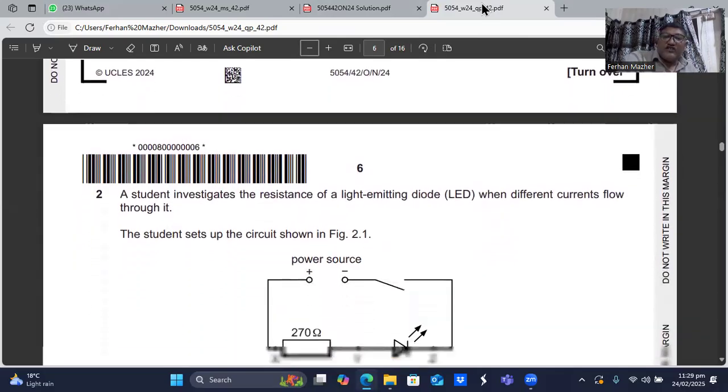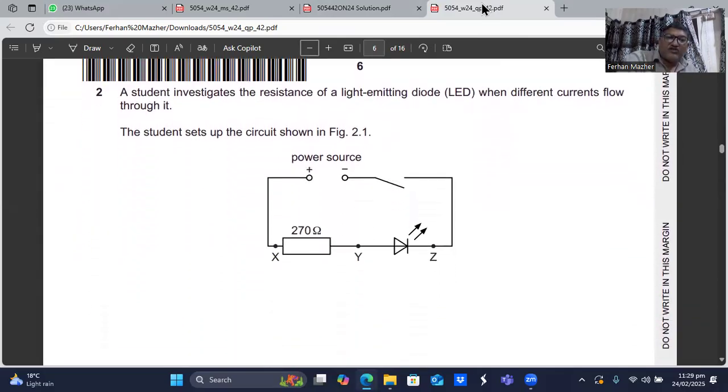The next question of this paper coming up on your screen is question number 2. It says a student investigates the resistance of a light emitting diode when different currents flow through it. The student sets up the circuit shown in the figure. So here you can see we have a power supply. Here we have a switch. Here we have a fixed resistor whose resistance is 270 ohm. And here we have a light emitting diode.